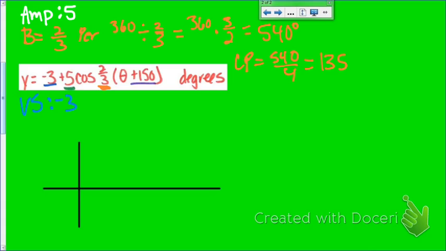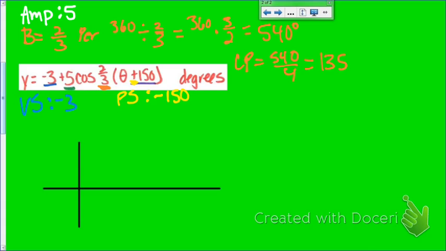And then the last one is my phase shift, and my phase shift is a -150. Because remember, the original function had a minus there, so if it's a plus, it's a negative 150. Remember those horizontal transformations, just like they were in Algebra 2, they're backwards.